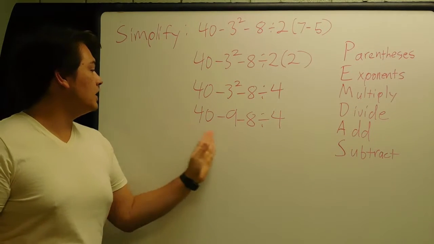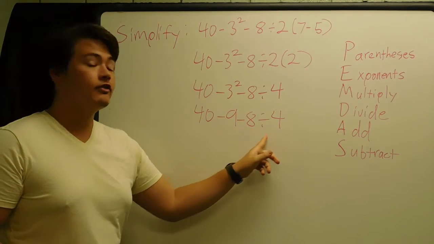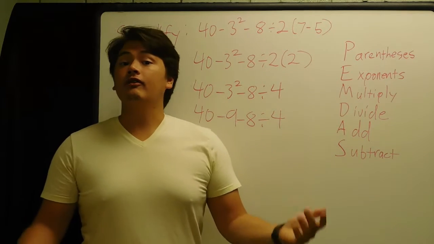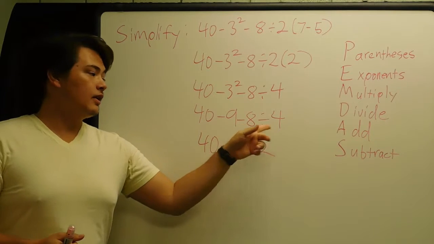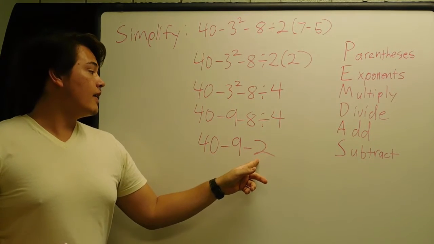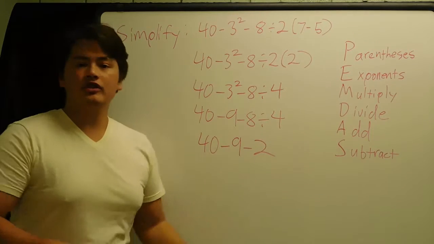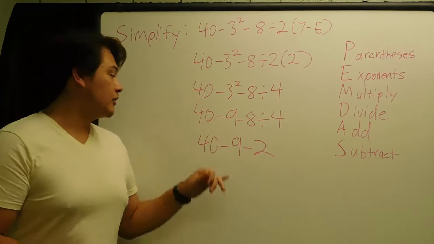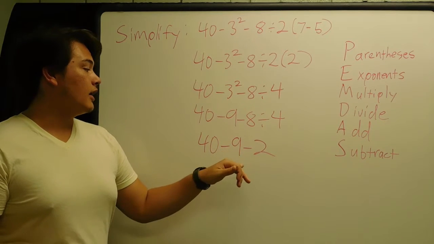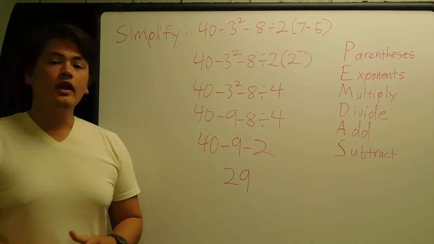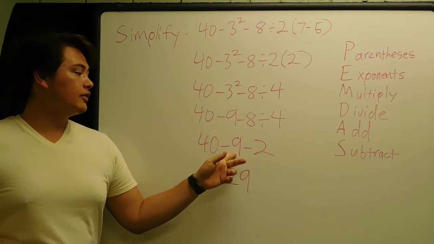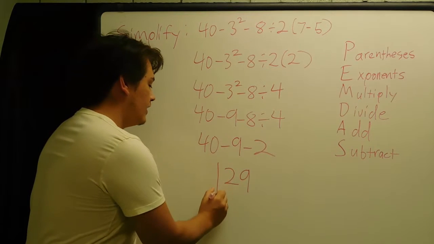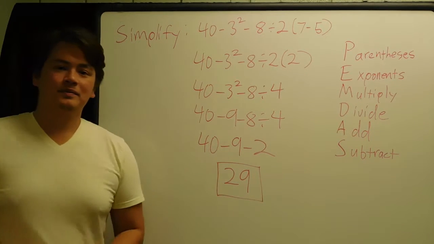Now, we don't have any numbers that are being multiplied, but we do have a division here, which is 8 divided by 4, which is going to give us 2. So 8 divided by 4 gives us 2, and then we're going to add and subtract, which in this case is just going to be subtraction. So this is going to be 40 subtracted by 9 subtracted by 2. So 40 subtracted by 9 subtracted by 2 is going to give us 29. And this is the final answer.